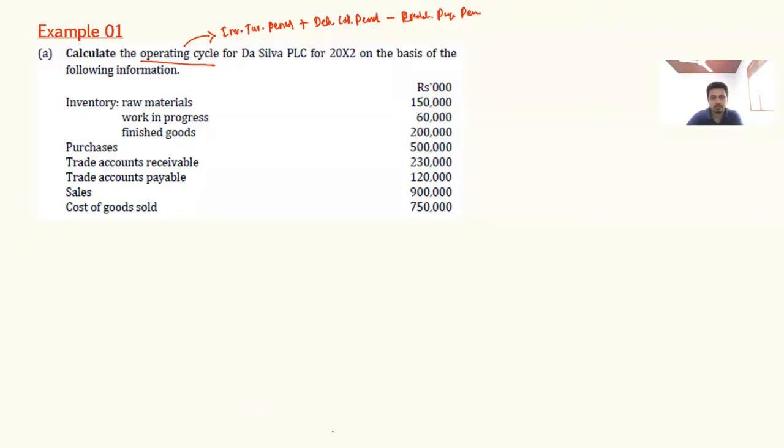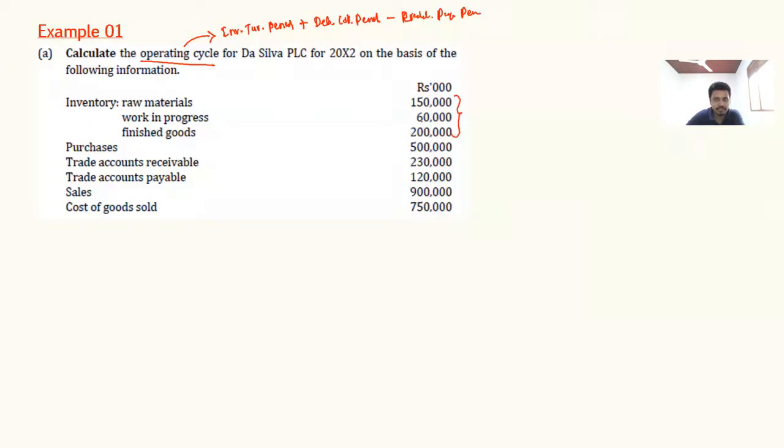Right. So what should be the operating cycle? So we need to separately calculate the inventory turnover period. How to compute that? Average inventory over cost of sales into 365. They have not provided us the opening balances, so we need to consider the sum of these as the average inventory value.